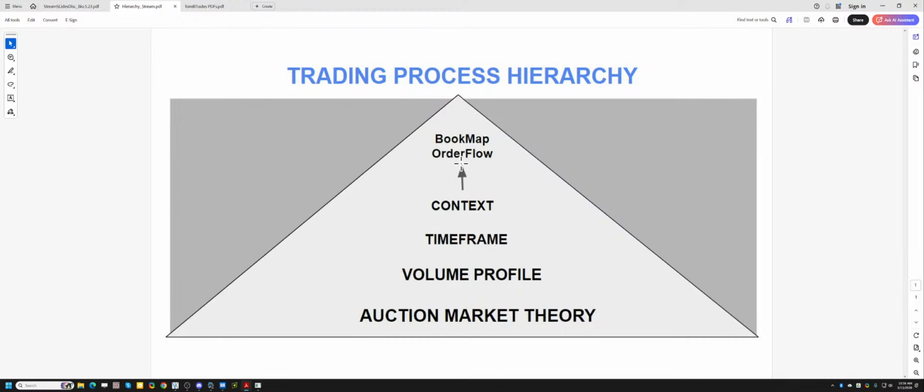And then we have order flow. And order flow is not time frame, it's just behavior. And this is where I say the rubber meets the road, because this is where we drill into microstructure.